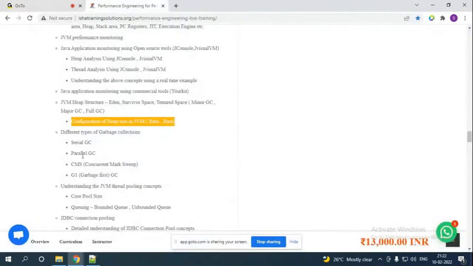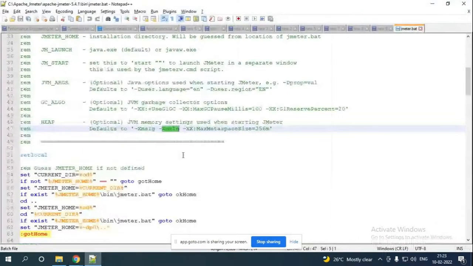Then I am going to explain what is serial GC, what is parallel GC, what is concurrent mark and sweep, what is garbage first garbage collection, and which is actually the best garbage collector. Even just now I showed you, right? Look here. JMeter is using G1GC.